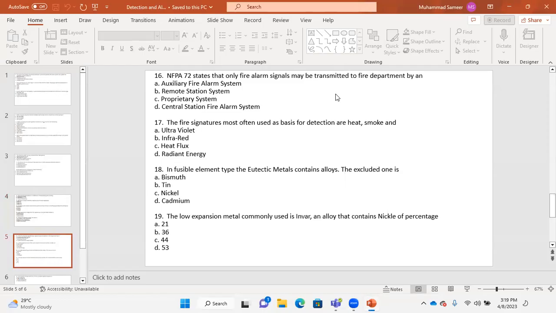NFPA 72 states that only fire alarm signals may be transmitted to the fire department by an auxiliary system. We have got two options of A. Yes, the fire alarm signals may be transmitted to the fire department by an auxiliary system. The right answer is A.